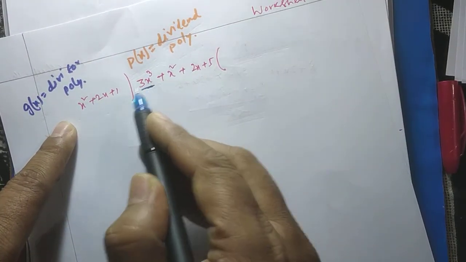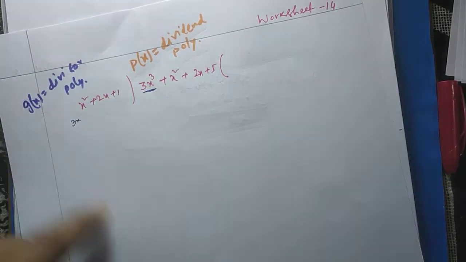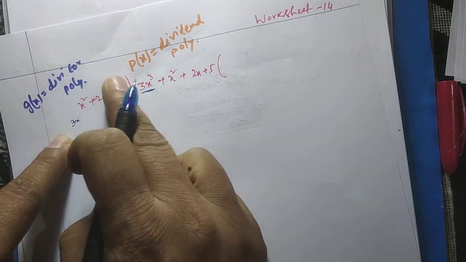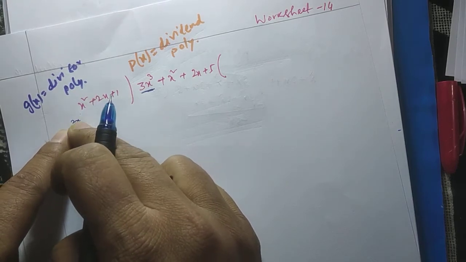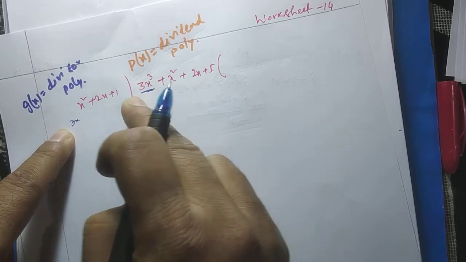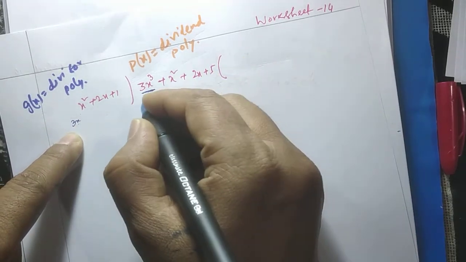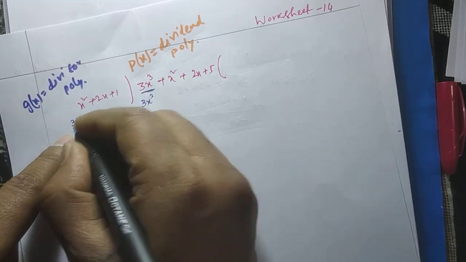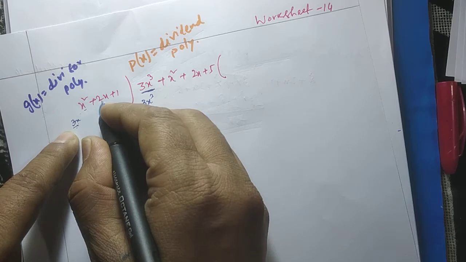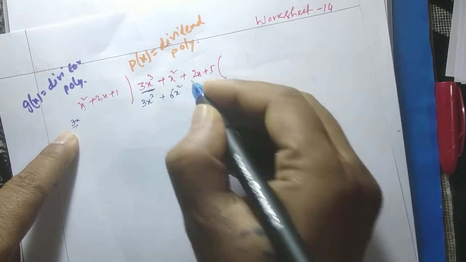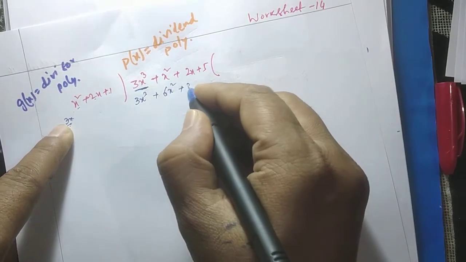To cancel these terms, we have to multiply this g(x) with 3x, correct? Because if you multiply this whole expression by 3x, the first term will be 3x cube, and we shall put it here. Then it will be cancelled. So let us multiply with 3x. It will be 3x cube, because 3x into x square is 3x cube. Similarly, 3x into 2x will be plus 6x square, correct? Similarly, 3x into 1 will be 3x, put here.